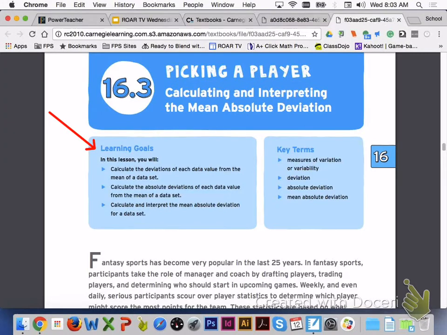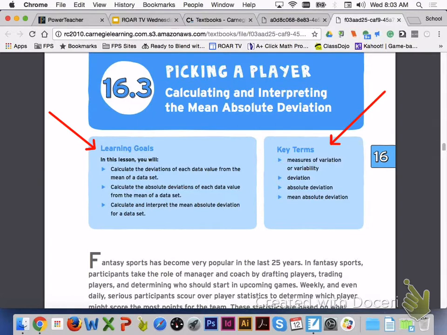Hi class, in lesson 16.3 you will be calculating and interpreting the mean absolute deviation. Learning targets for today, you will calculate the deviations of each data value from the mean of a data set. You will calculate the absolute deviations of each data value from the mean of a data set, and calculate and interpret the mean absolute deviation for a data set.